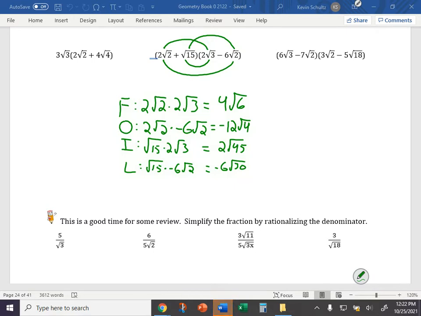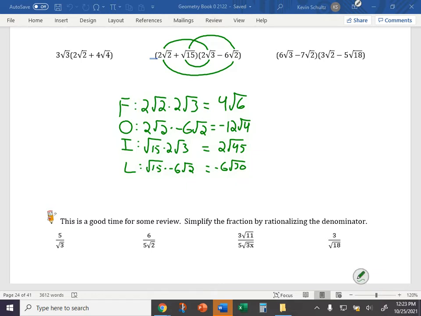If you've got that connection down between coefficient times coefficient, root times root, the numbers here aren't challenging. You've got a negative sign to deal with. You can't forget about that. You've got how you multiply: first, outside, inside, last. So you have to remember that. But the math isn't challenging here as far as what you're actually multiplying.